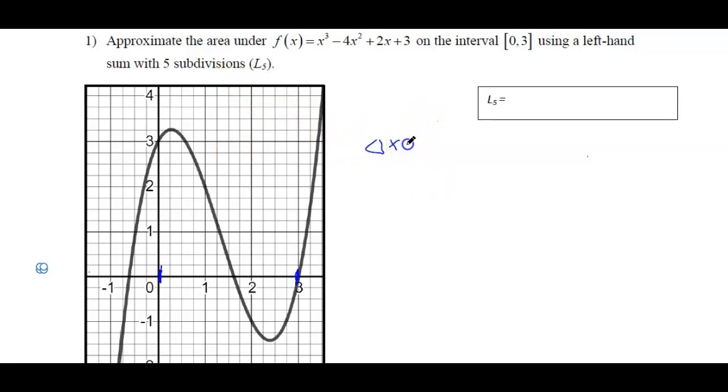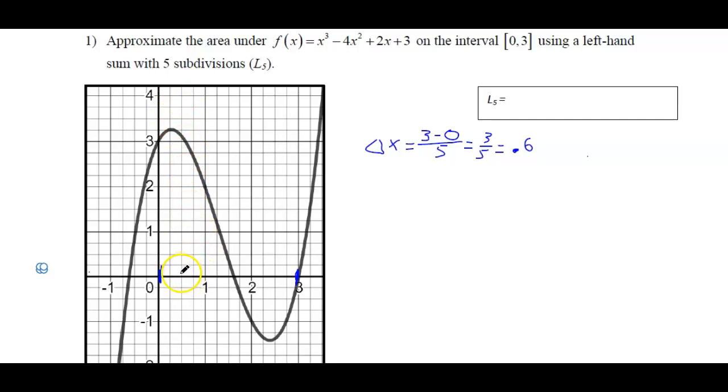So delta x is going to be my b minus a, so in this case 3 minus 0 over 5, and that's pretty easy to compute. That's just going to be 3/5. Just for the sake of ease of computation, I'm going to go ahead and approximate that as 0.6. Actually, not an approximation, it's exact because it terminates, but we'll use the decimal 0.6 for the future of this one.